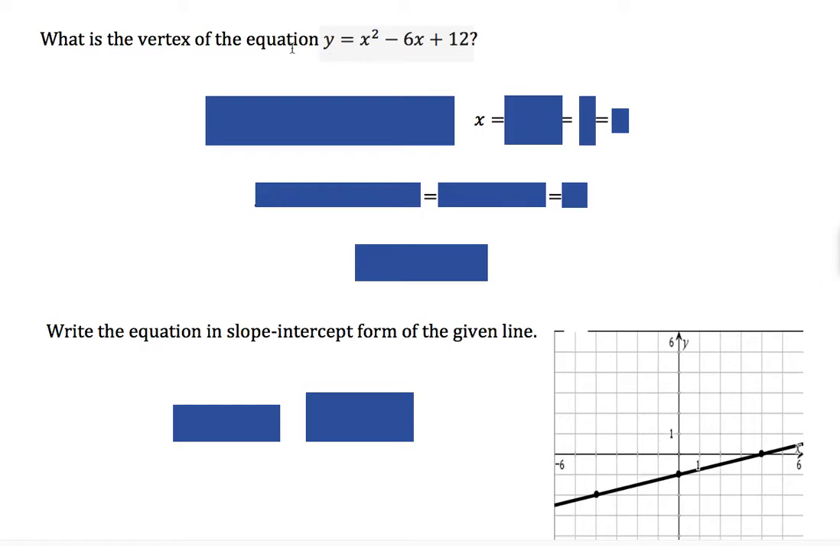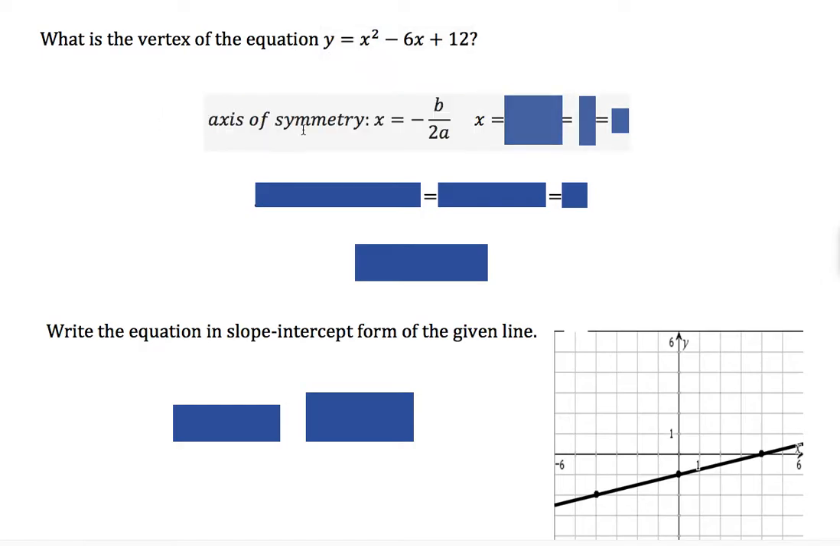To find the vertex, I first need to know where the axis of symmetry is, and the formula to find the axis of symmetry is your x is going to equal negative b divided by 2a. So I need to find my axis of symmetry. I need to know what my x value is. So my b value is -6. So I'm going to plug in -6 into my equation, and my a value is 1.